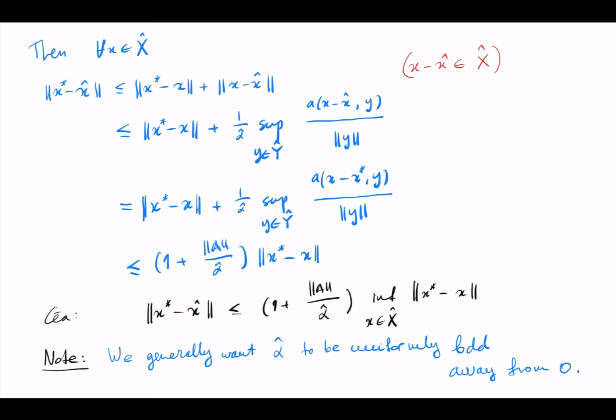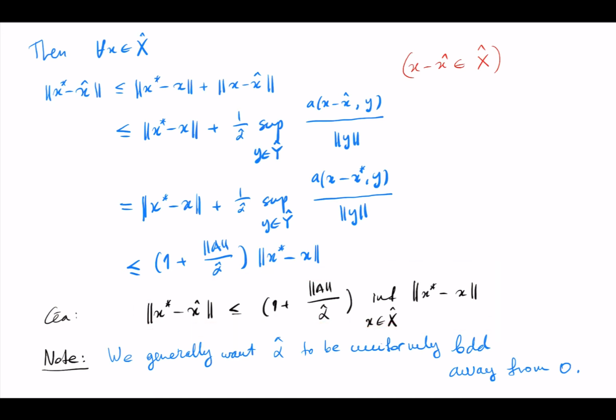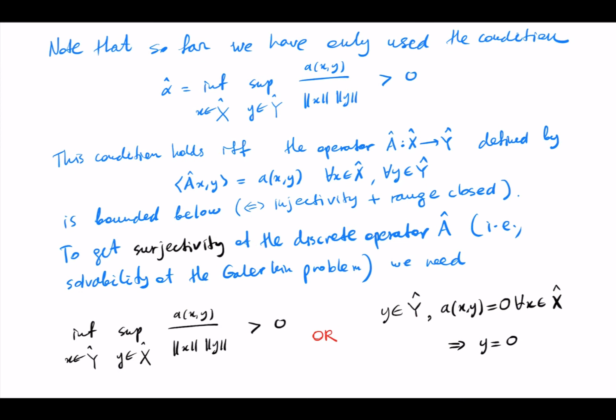So generally we want this alpha hat to be uniformly bounded away from zero, and then we're going to get this constant independent of the subspace that we are using, and we can really say that the approximation is quasi-optimal. Okay, so now we considered this inf-sup condition so far. That's the bounded below condition for a hat.